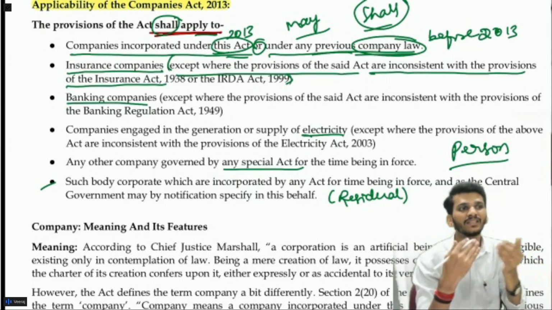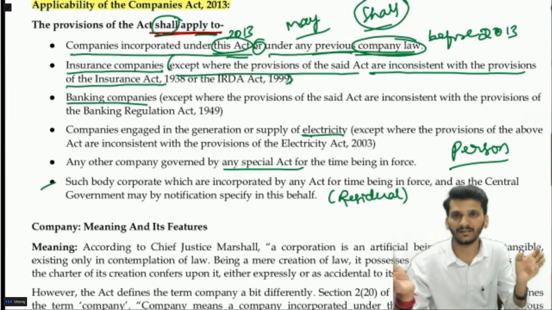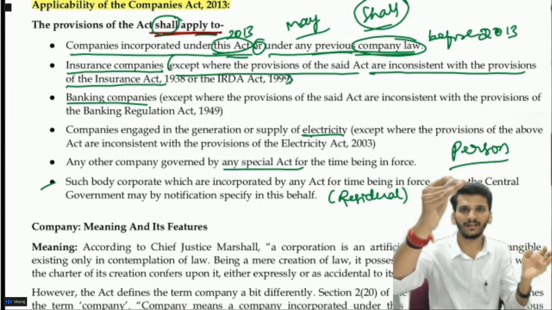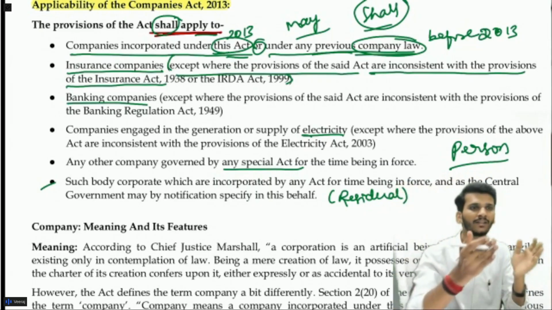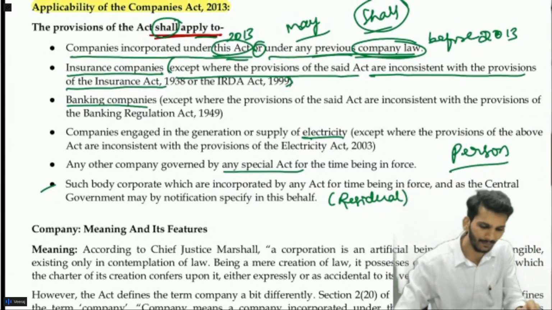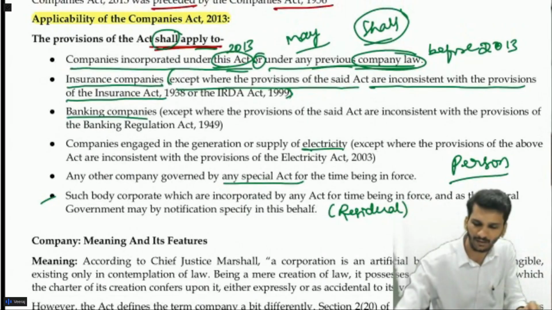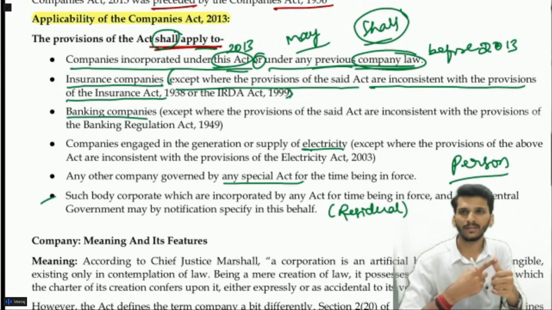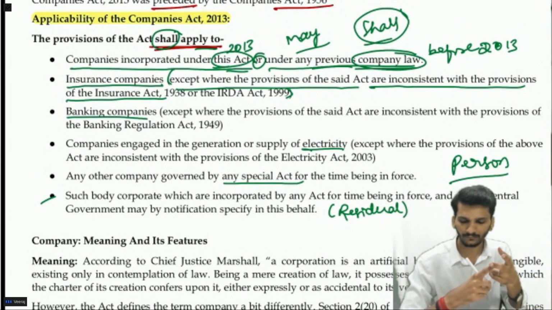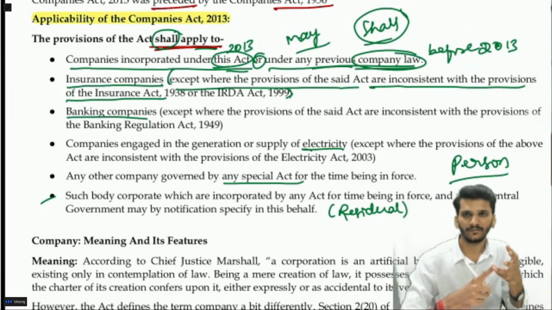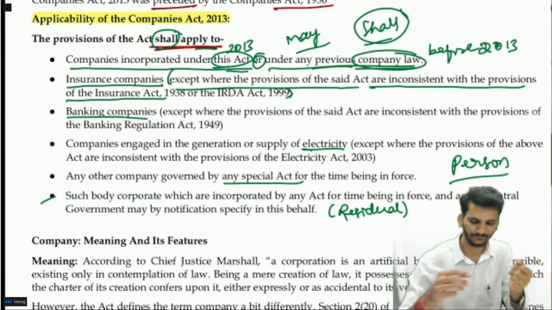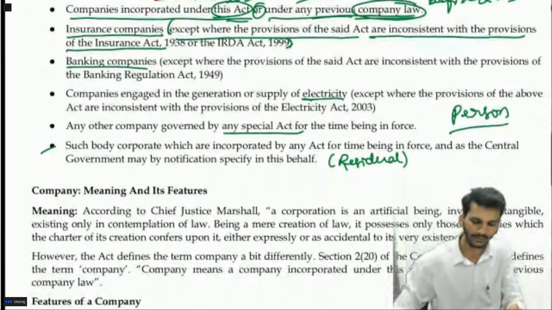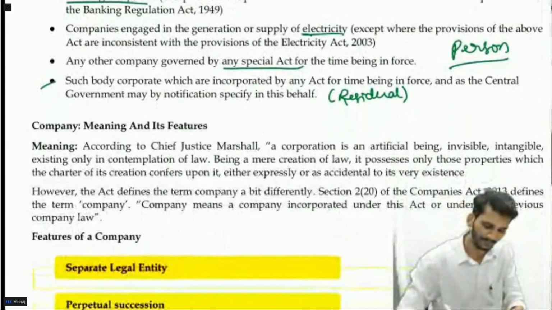Wherever there is inconsistency between the Companies Act and the Insurance Act, first priority is the Insurance Act. Again, if it is not telling anything, then the Companies Act. It is applicable for all the companies which are incorporated under this act or any other previous company law. Maybe insurance, maybe banking, maybe electricity, maybe any company incorporated under special act. Then comes something very, very important.